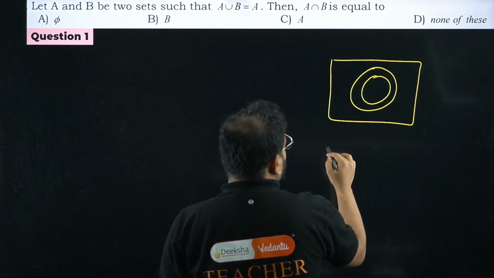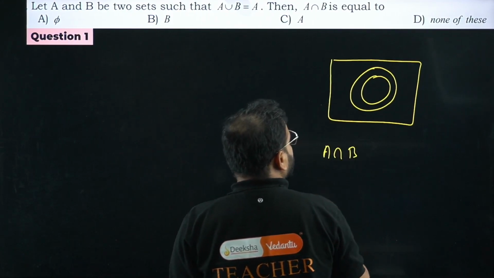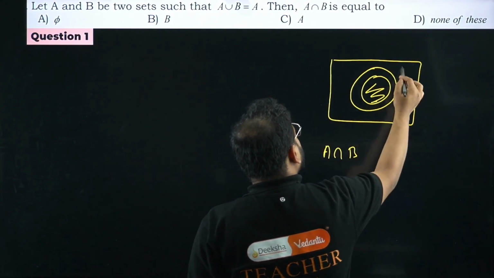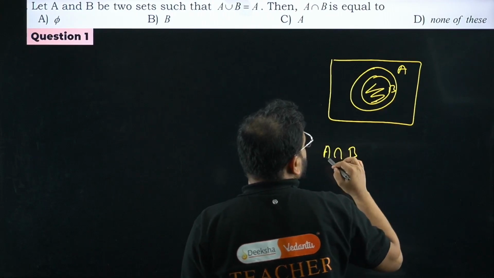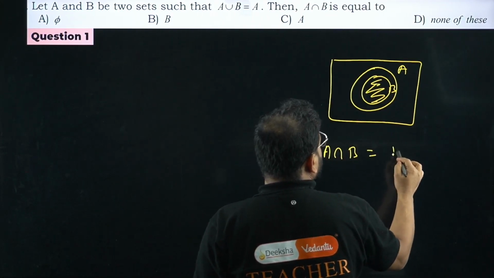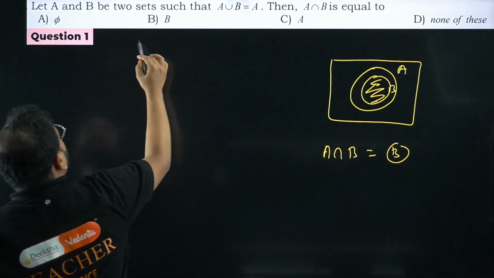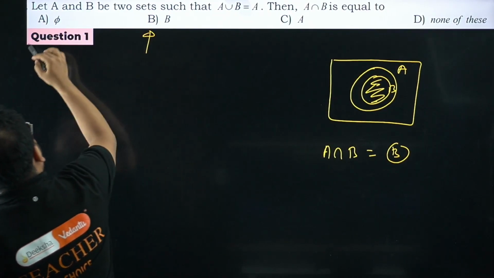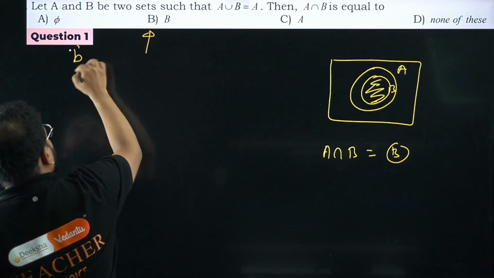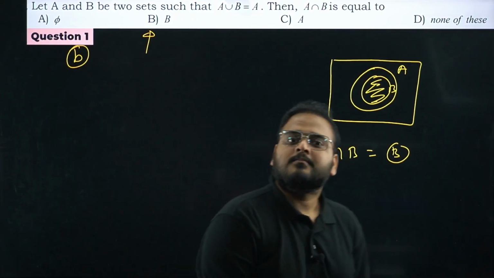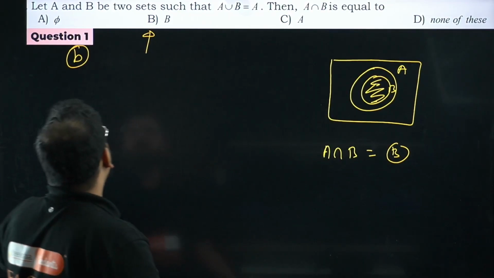So if you take the intersection of A and B, what is the answer? It will be simply this part. This part is A, this part is B. So it will be simply this part, hence the answer is set B. This is your answer, option B. Please check. Simple question, very simple. Let's move on to question number 2.